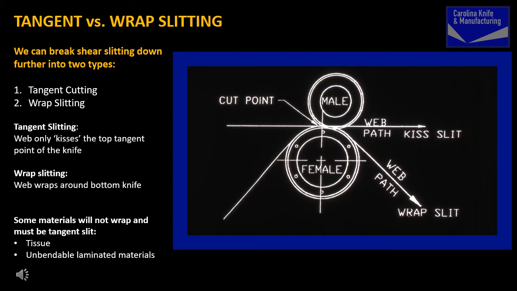Shear slitting can be broken down further into 2 types: tangent or kiss shear slitting and wrap shear slitting. The decision to use one over the other depends upon the material you are cutting. If the material is delicate or inflexible, you will see the tangent system in use. If your web is flexible and able to withstand the pressures of the wrap around the bottom knives, then you will see the wrap method in use. Because of the wrap around the bottom knives, the web is propelled more efficiently and higher slitting speeds can be attained.